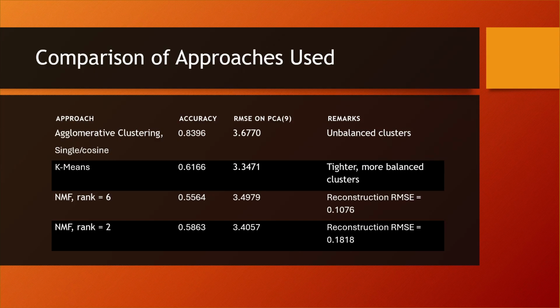NMF with rank equals 6 gave the best reconstruction of the data with the lowest reconstruction RMSE. However, it did not have the tightest clusters, and recall and precision were both unexceptional. This method could have some utility in scientific interpretation and dimensional summaries. However, I would not consider it to be a practical method for flagging active hazards.